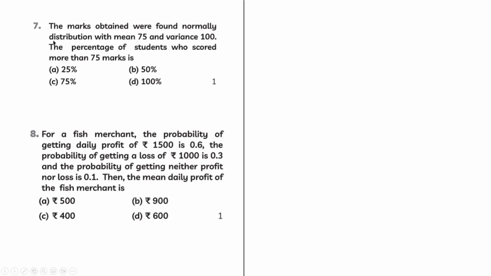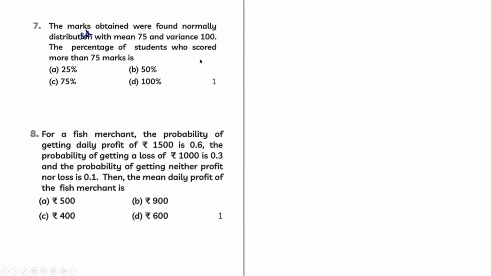Moving on, the next question, the marks obtained were found normally distributed with mean 75 and variance 100. The percentage of students who scored more than 75 marks is.